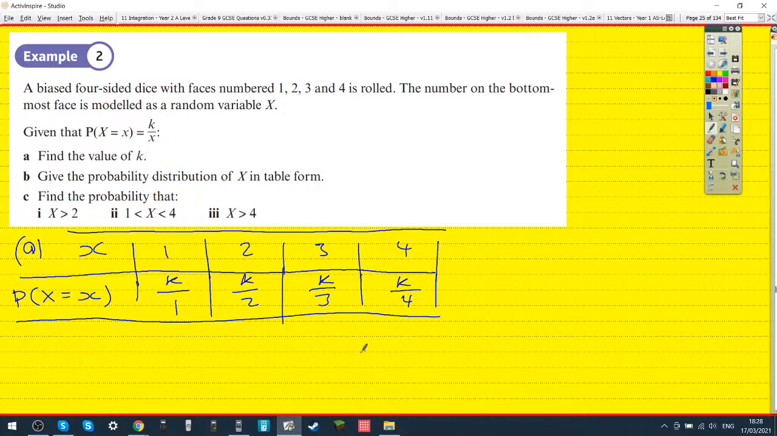What does he mean by the number on the bottommost face is modelled? Modelled is so a line of best fit is like a model. It won't give you exactly the stuff, but it's close enough. And so in this case, it's probably a perfect model. Okay. But when it says the bottommost face, does that mean they're taking into account the? No, it's just like a dice or something. Okay.